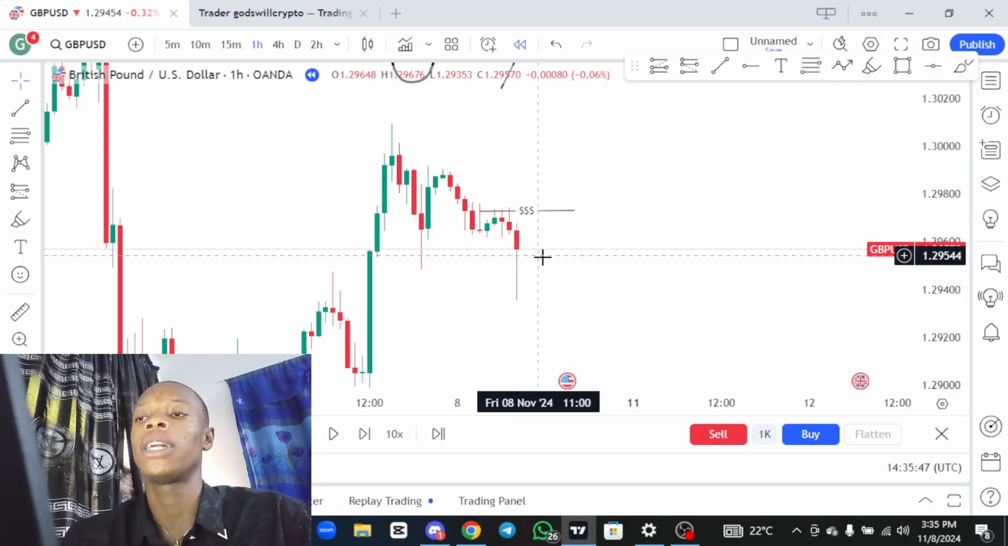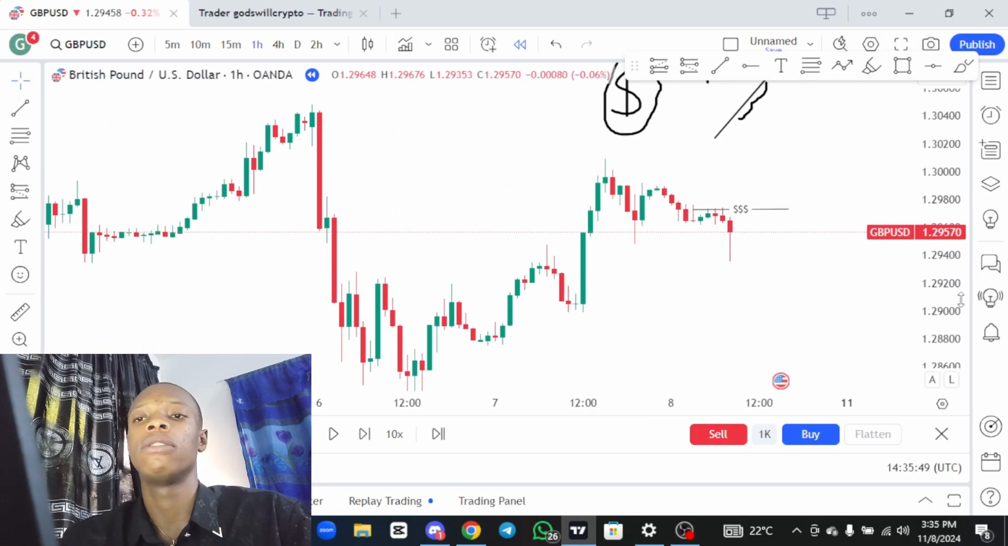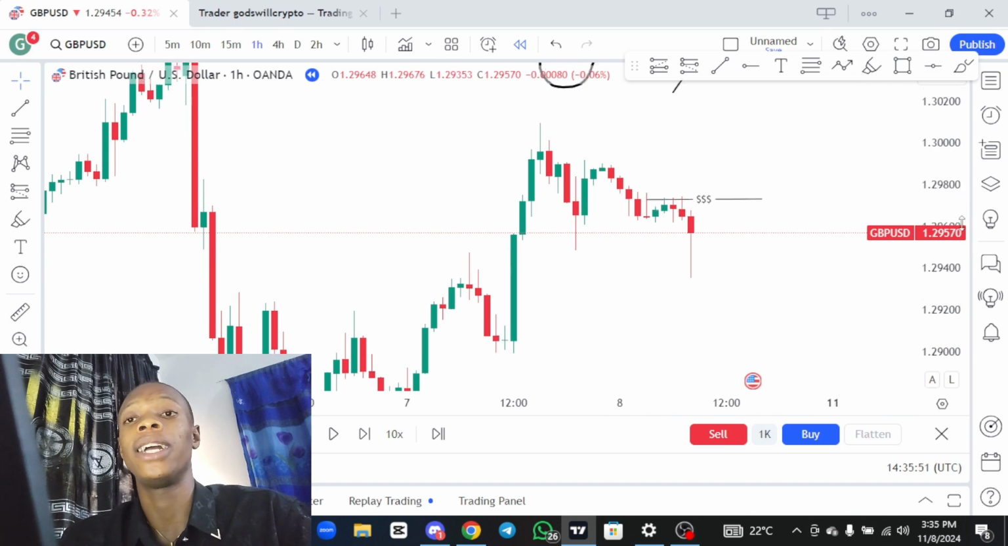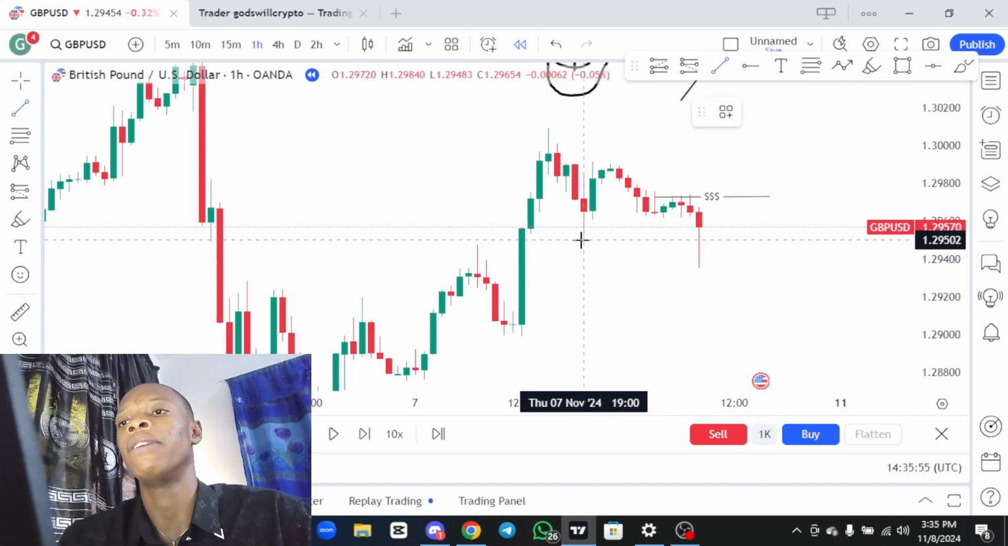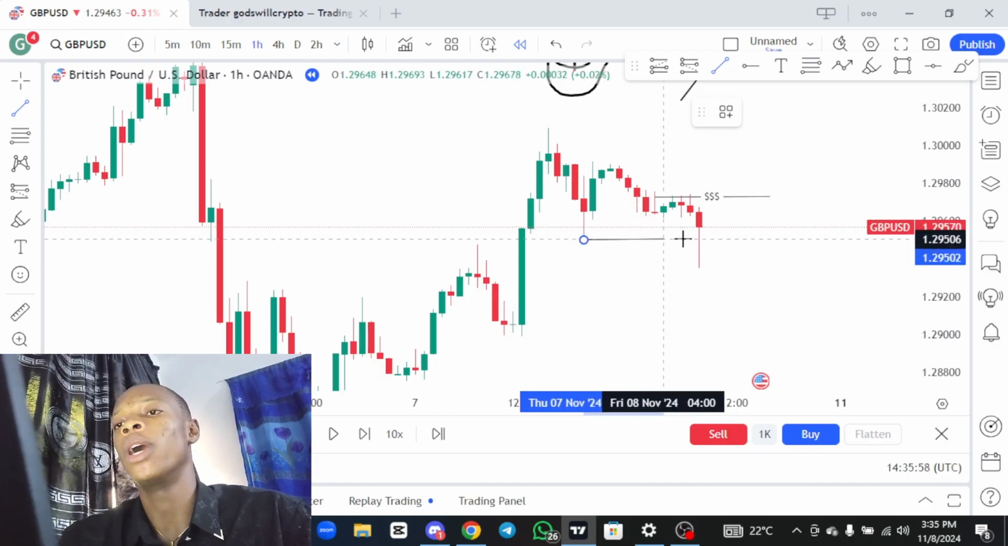Once you identify this 1 hour time frame high, the first thing is, first you identify the 1 hour time frame highs and lows. This is a low point on a 1 hour time frame. This is a low on a 1 hour time frame, right?